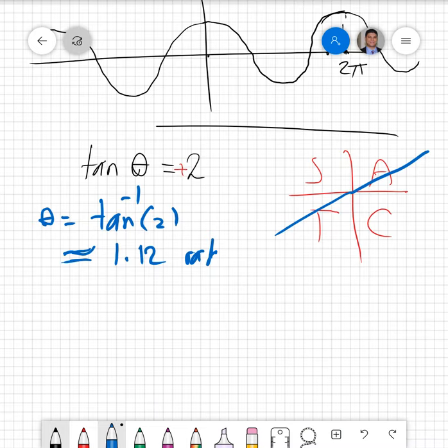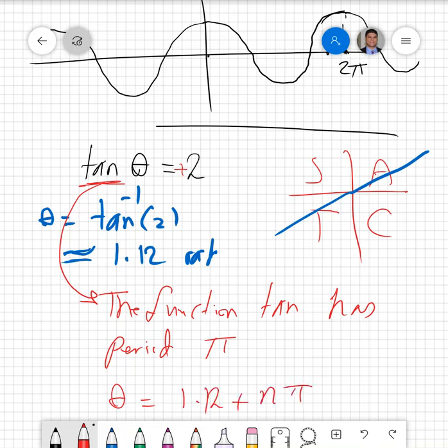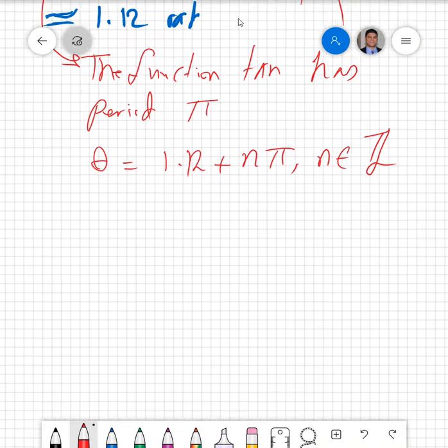Now we need to find what? To find theta. As we learned before, the function tan has period pi. So here theta is equal to 1.12 plus n pi such that n belongs to z. Now another example.